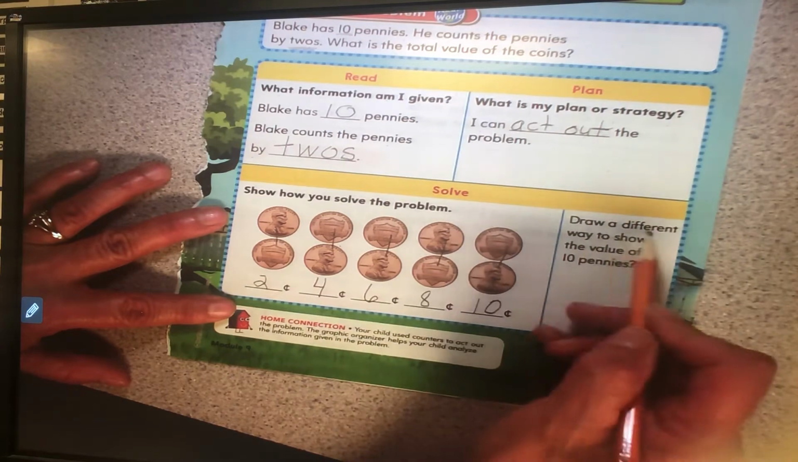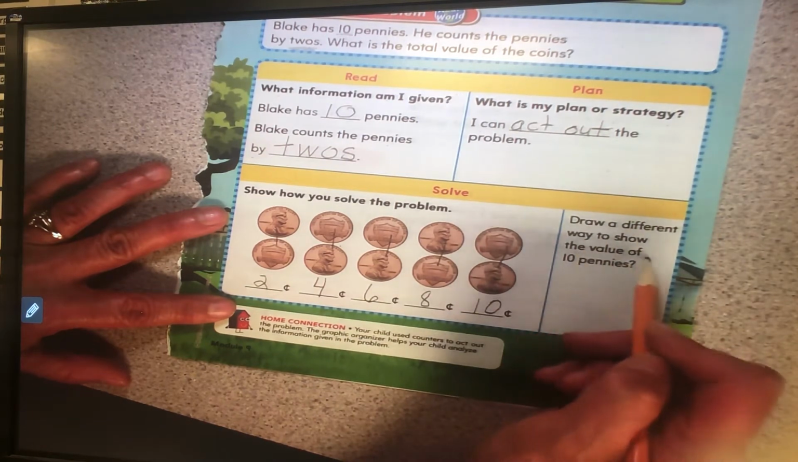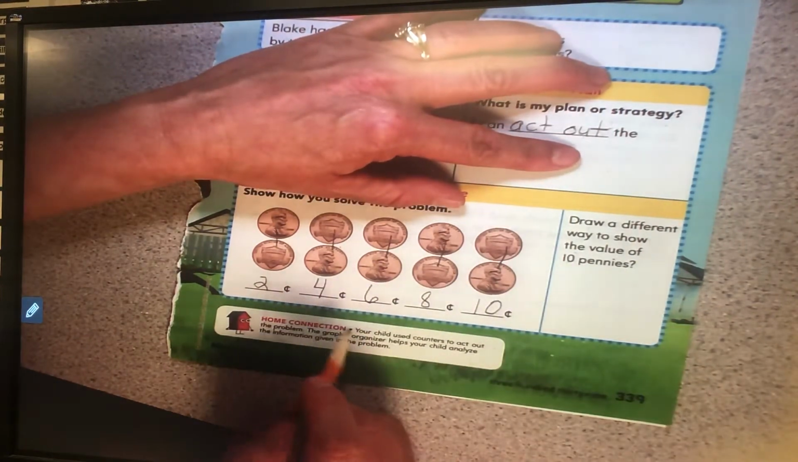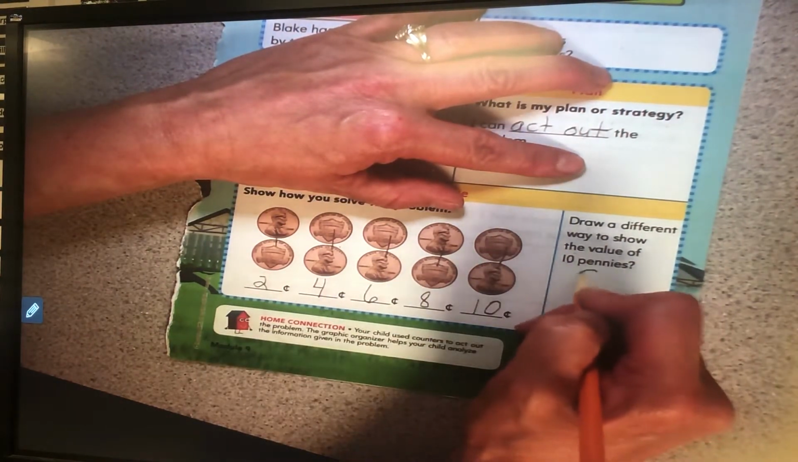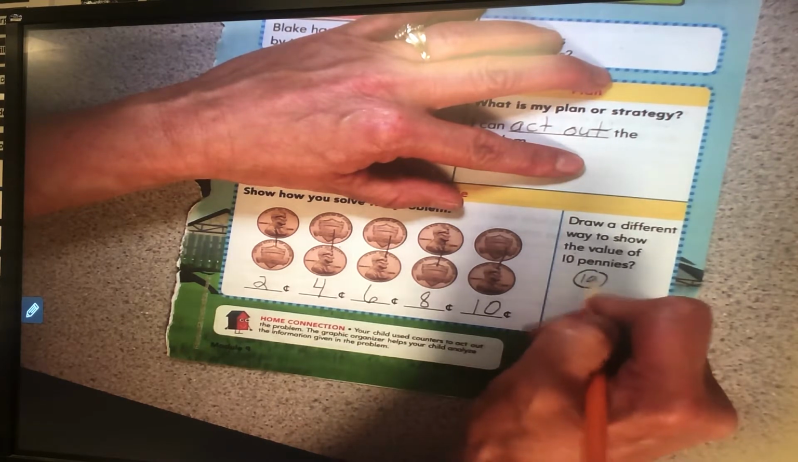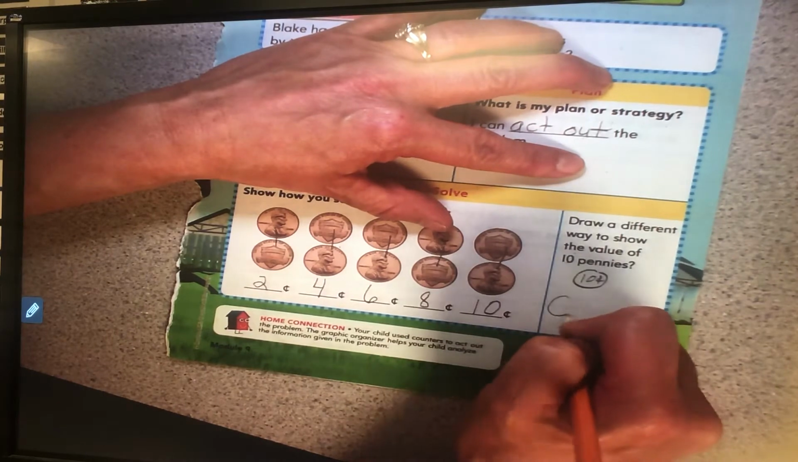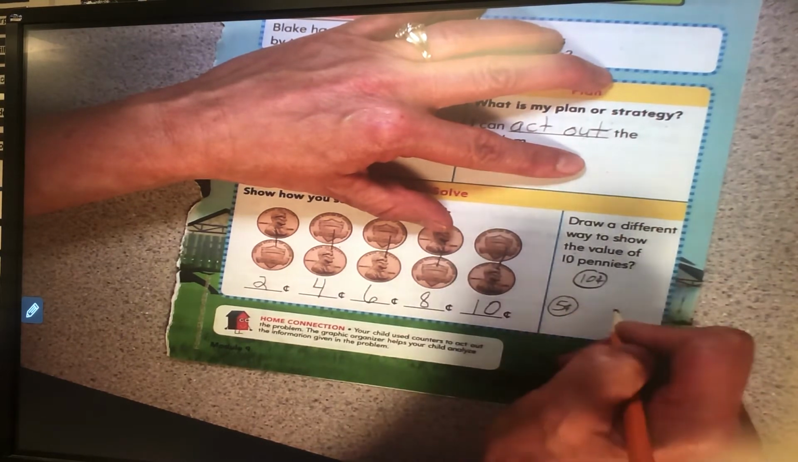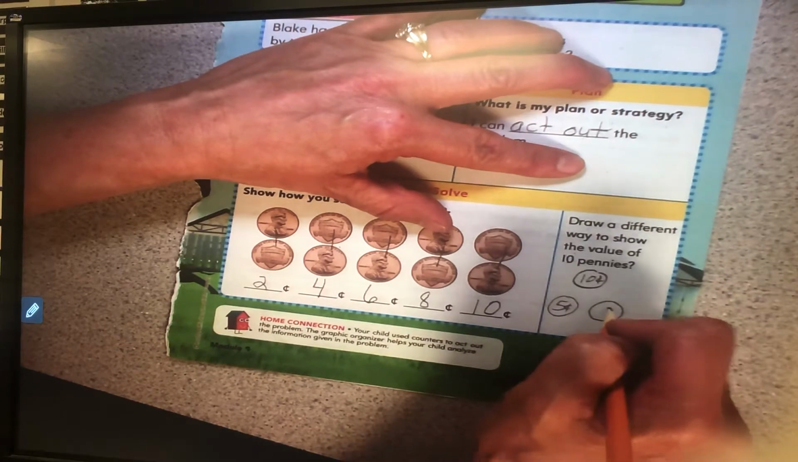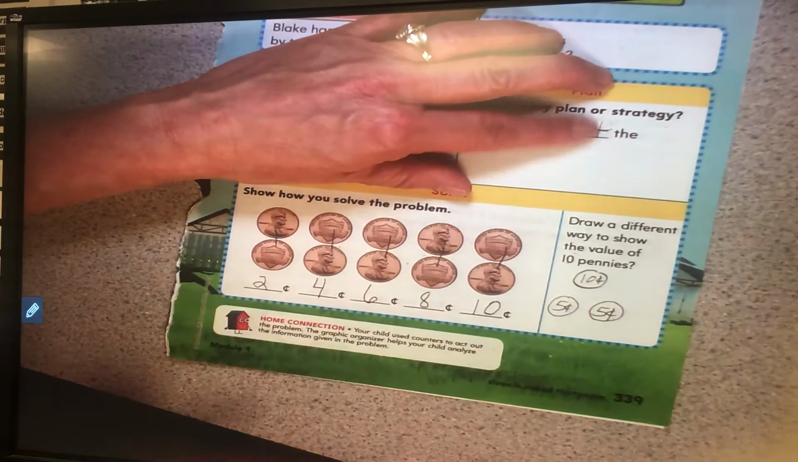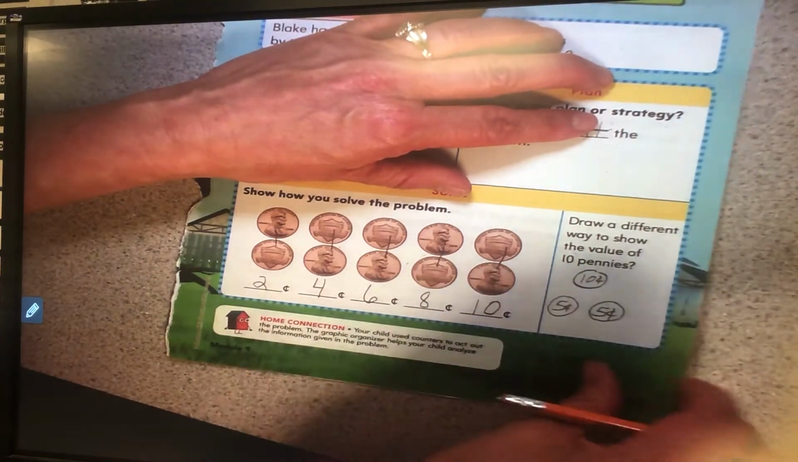It says to draw a different way to show you the value of 10 pennies. Now there's more than one way to show the value of 10 pennies. One of them I could just draw what? 1 dime. It's worth 10 cents. What two coins equal 10 cents as well? Nickel. So I could also have 2 nickels. Either one of those would be correct. That's actually 3 different ways you could show 10 cents using coins.